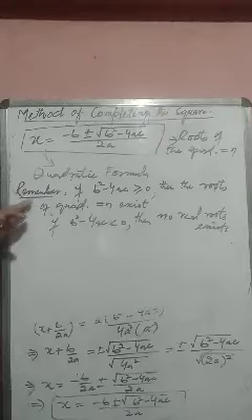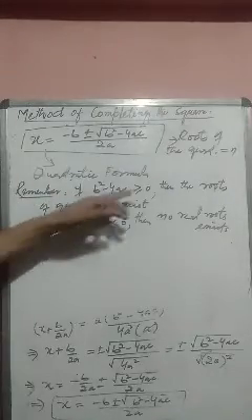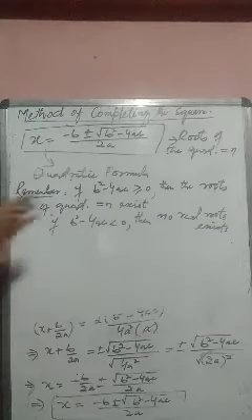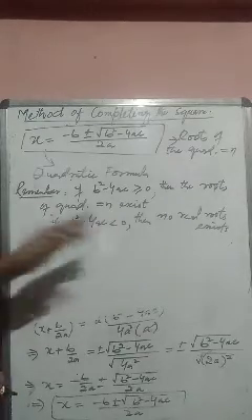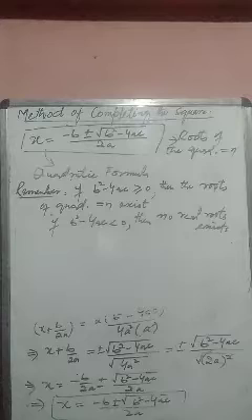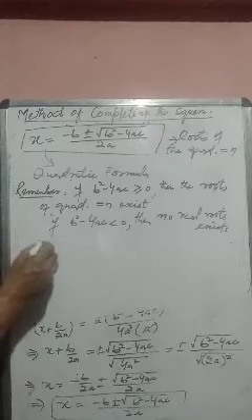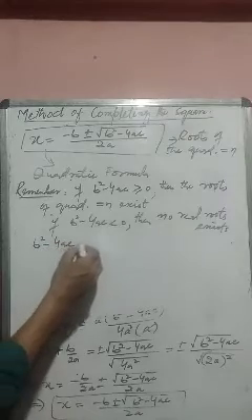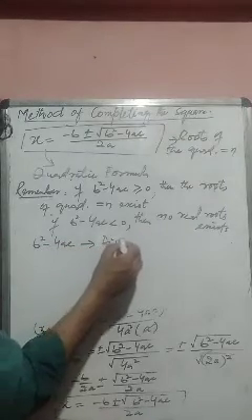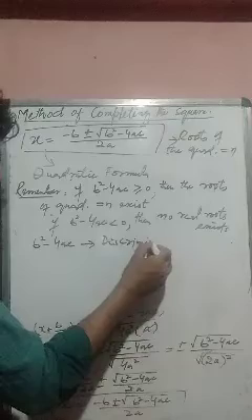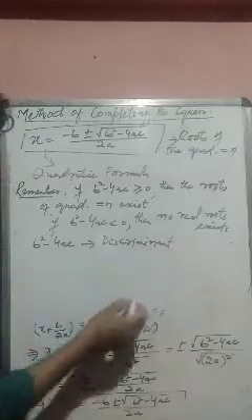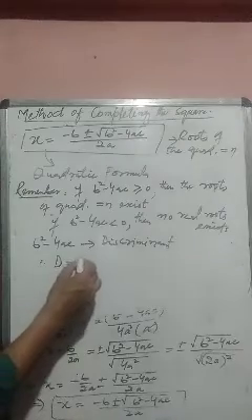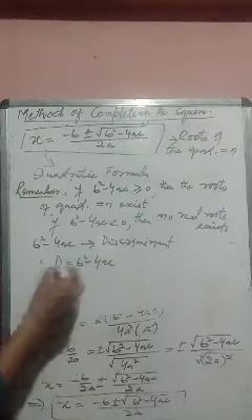So this is the condition. If b square minus 4ac is greater than or equal to 0, then the real roots will exist. And if b square minus 4ac is less than 0, then it will have no real roots. And the quantity b square minus 4ac is termed the discriminant, denoted by D. Therefore, D is equal to b square minus 4ac.